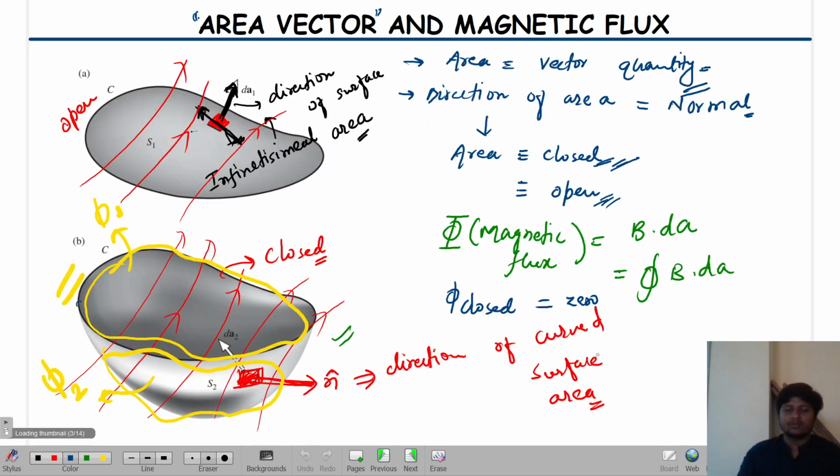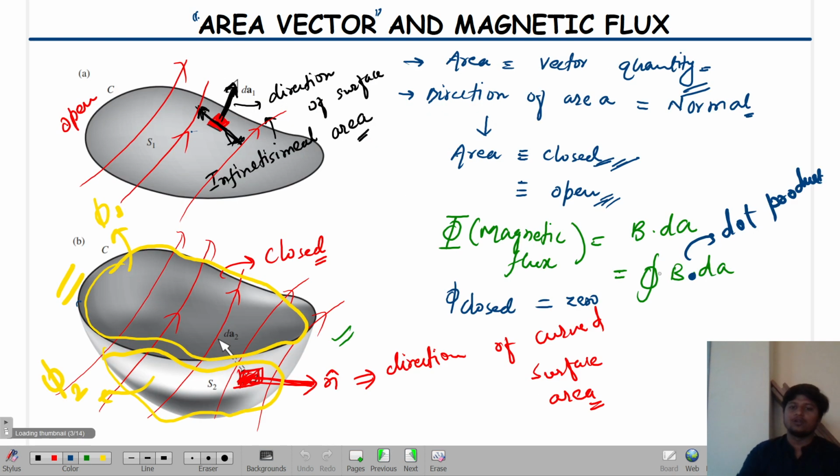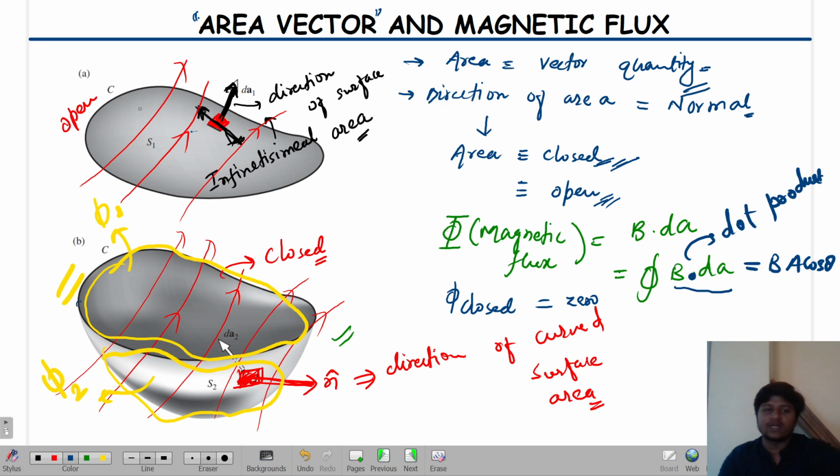Now, this dot over here shows the dot product. So here also, what used to happen? Flux used to be 0 in this case, because one is 0 degrees and one is 180 degrees. Right or not? So similarly here it should be equal to B dot dA. If someone asks what the total flux is, you can write BA cos theta. Right or not? Yes or no? Remember that.